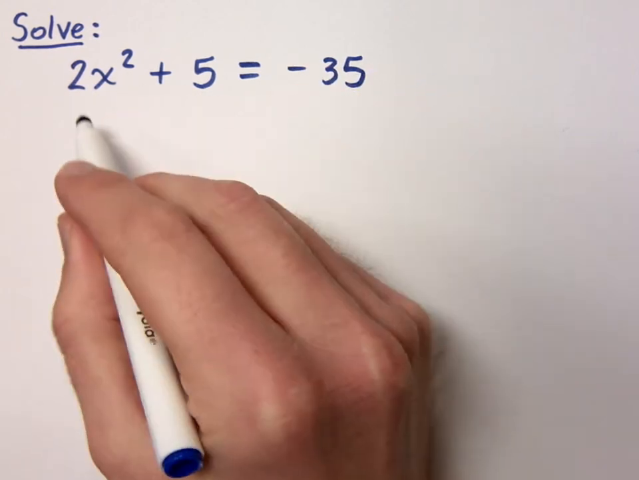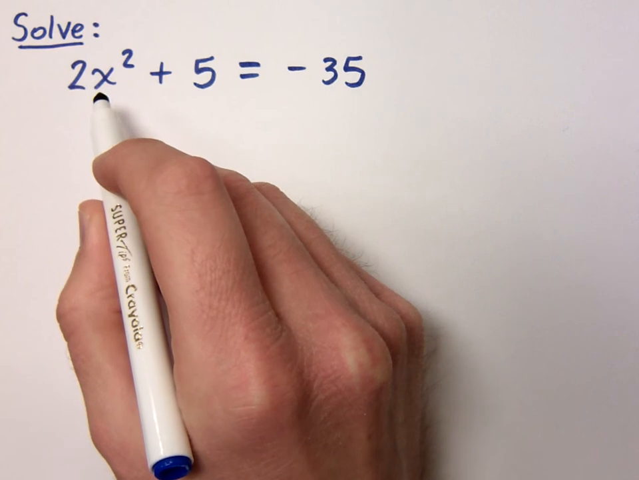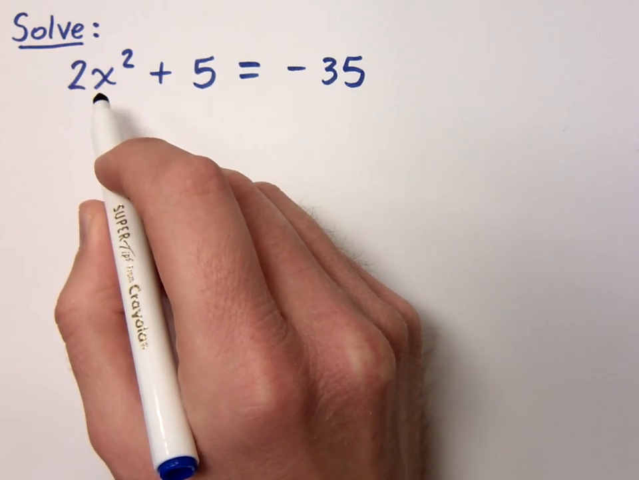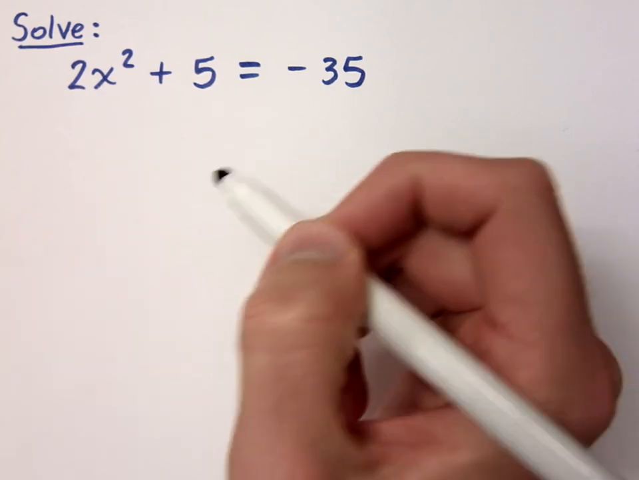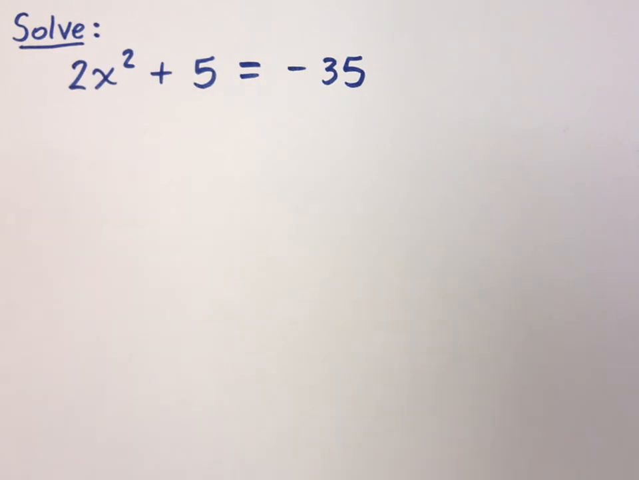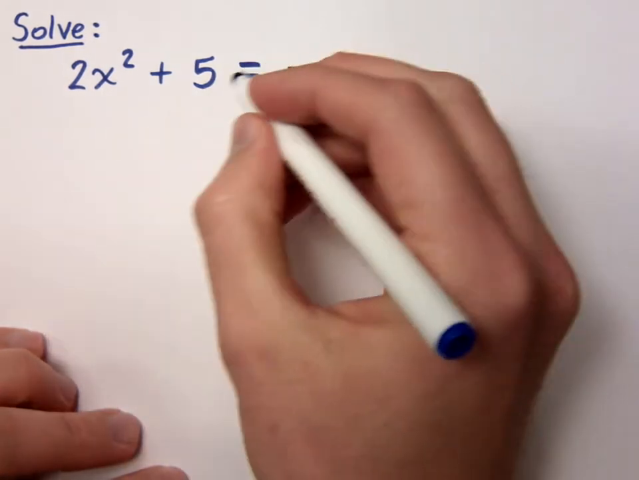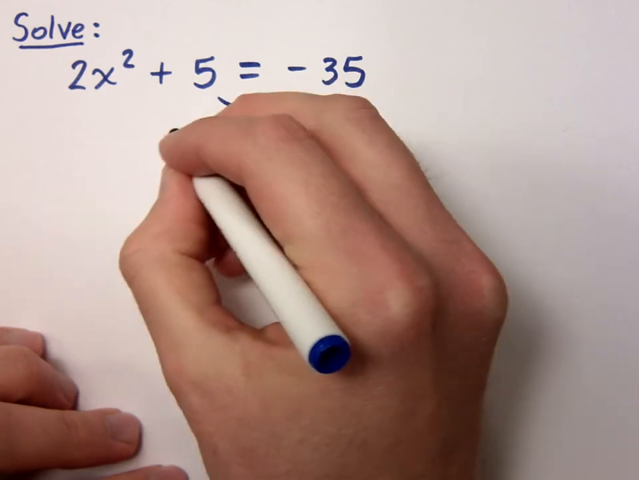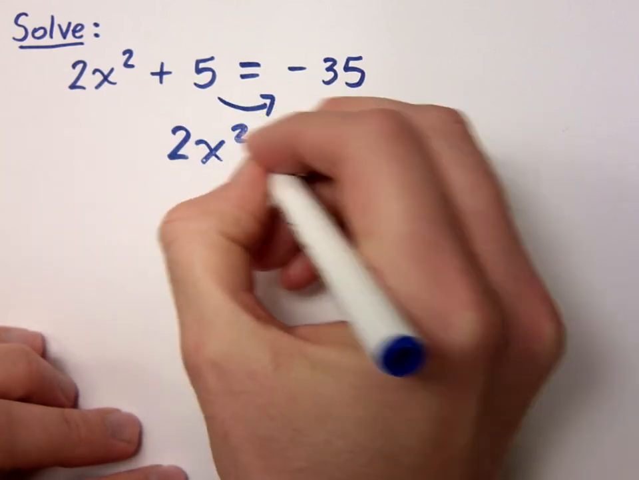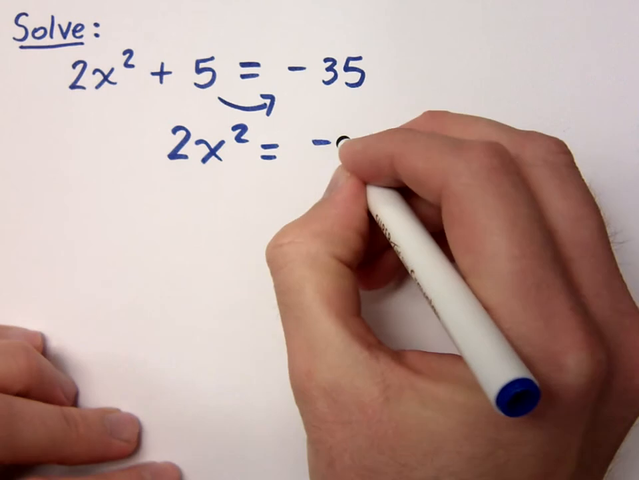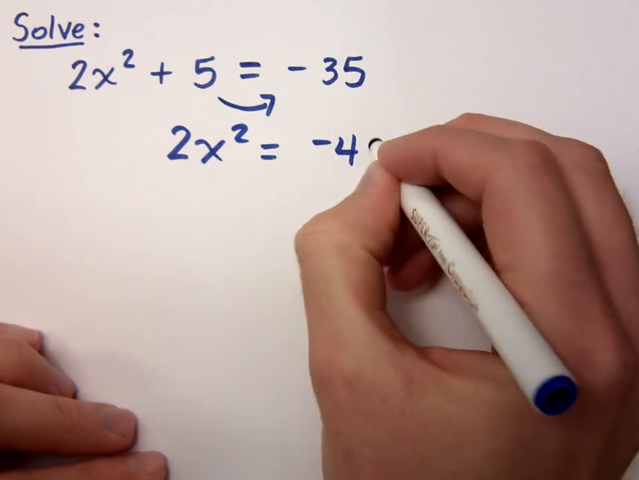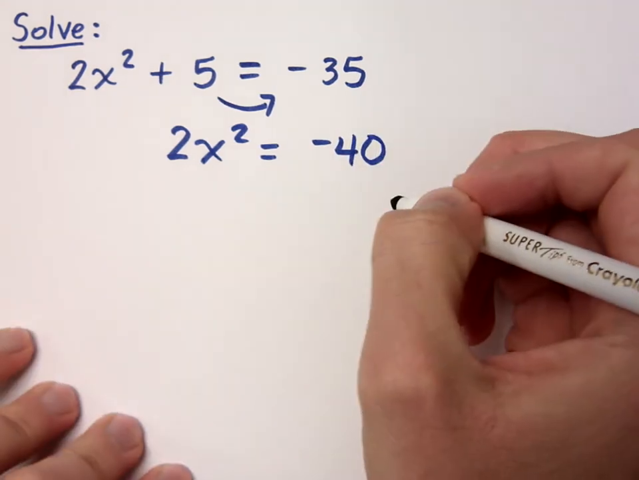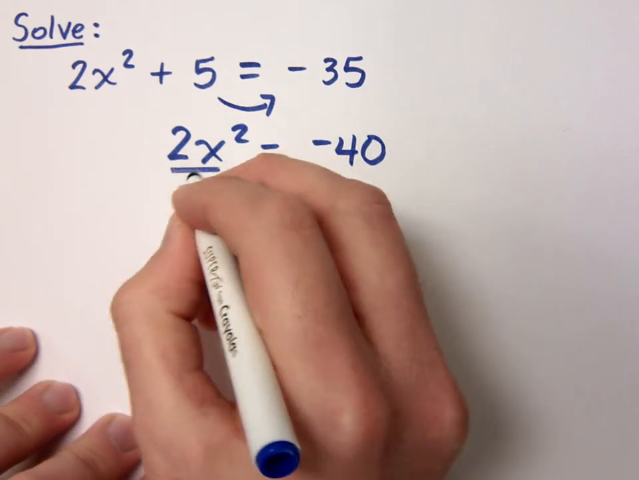Now notice that the only variable thing I have here is the x squared. So I should totally get it by itself, right? Isn't that what we do when we solve equations? Get x by itself? So how do I get x by itself? Subtract the 5 over, then divide everything by 2. So I get 2x squared equal to negative 40. Divide both sides by 2, you get x squared equals negative 20.